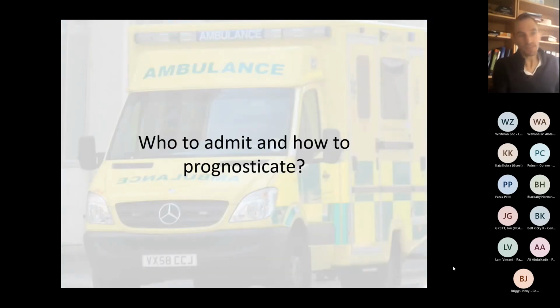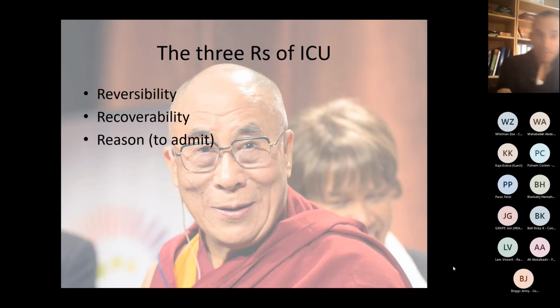Okay, so on to the final bit of the talk now: who to admit and how to prognosticate. So this is the Dalai Lama, who talked about the 3 R's, which are respect for self, respect for others, and responsibility for your actions. So I think in terms of ICU, the important R's that we should be looking at are reversibility. So does the patient have a pathology that's reversible? If they have a big bit of blood sitting in their head in an area that's accessible, then potentially that's a reversible pathology.